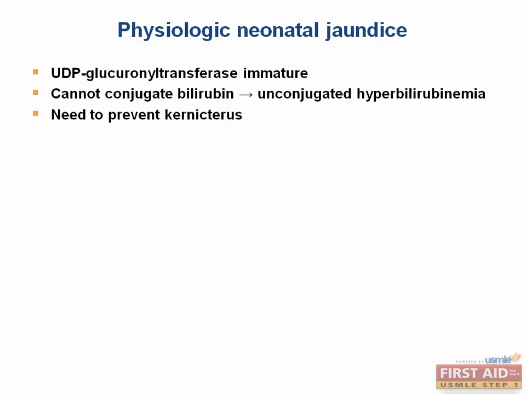Okay, let's go on to jaundice in neonates. This is a very large topic, most of which will not be tested until step 2. So here we will just mention the physiologic or normal form of neonatal jaundice. When neonates are born, the enzyme UDP glucuronyltransferase has not yet fully matured. Because the neonates are lacking this essential enzyme, there is no way to conjugate bilirubin, and an unconjugated hyperbilirubinemia develops.